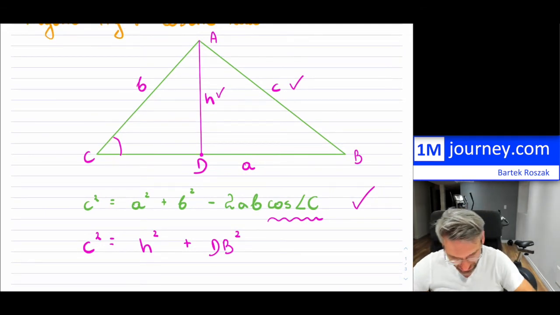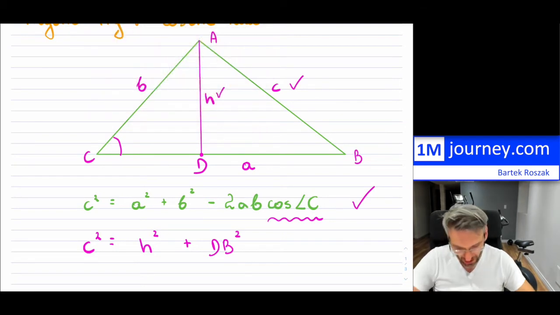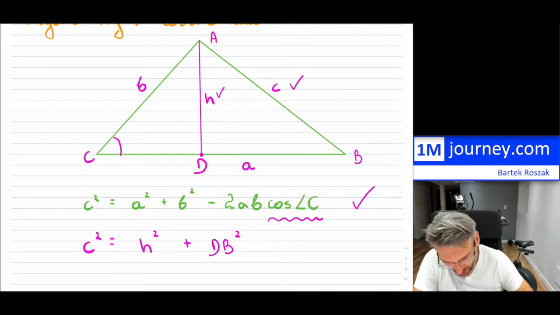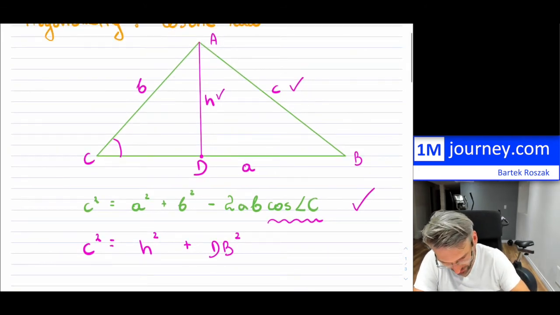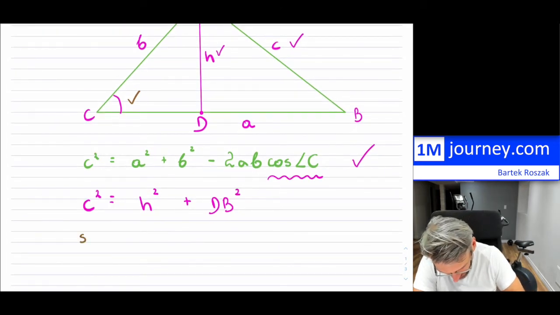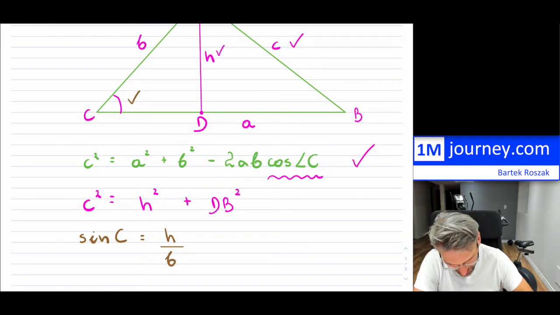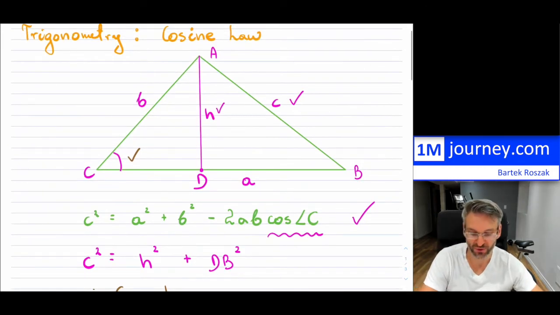Okay, so let's begin. I'll switch the color here so it stands out. Okay, so what do I know? I know that, from this angle, sine of that angle C is basically equal to the opposite, that is H, the height, divided by B, which would be the hypotenuse of this particular triangle right here.